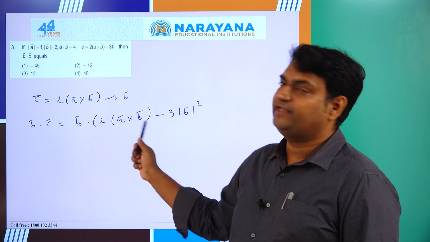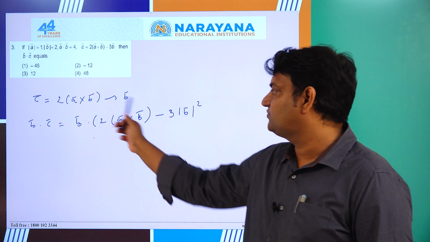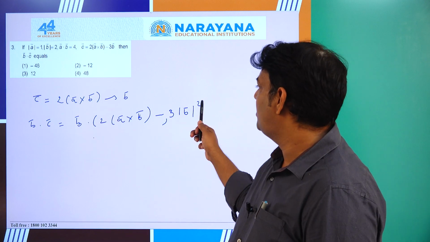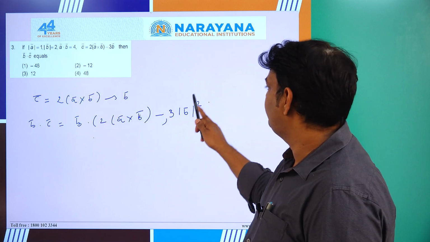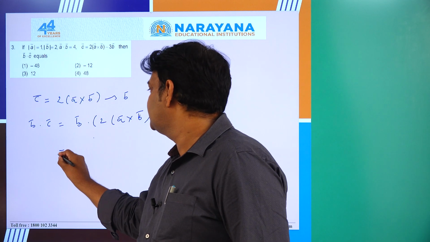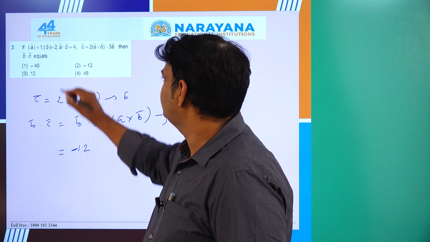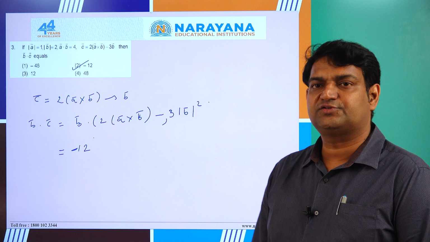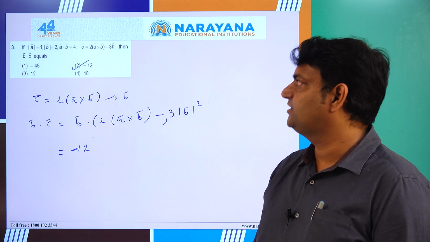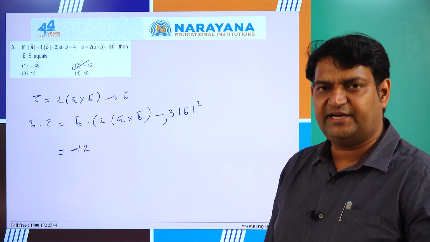B dot A cross B is a box product, and if two vectors are the same, the box value is 0. So this is 0, minus 3 mod B square. Mod B value how much? 2. So 2 square 4, 4 3s are 12, that is minus 12 should be the answer. So again the option 2 is correct, answer is minus 12. It's a very simple question, just take the dot product with B on both sides and your answer will come.